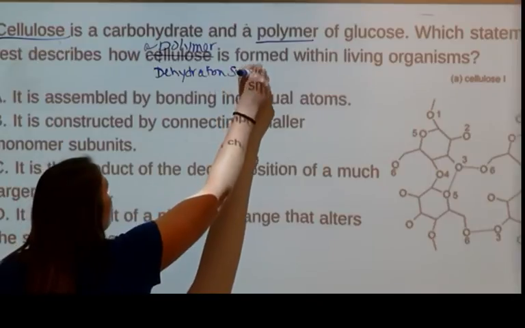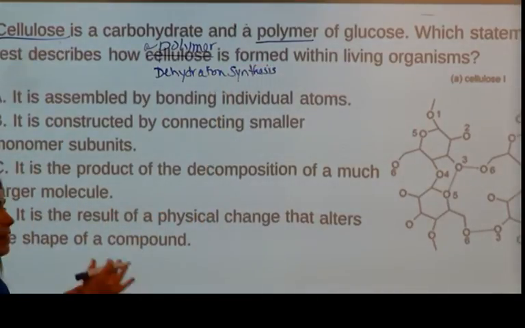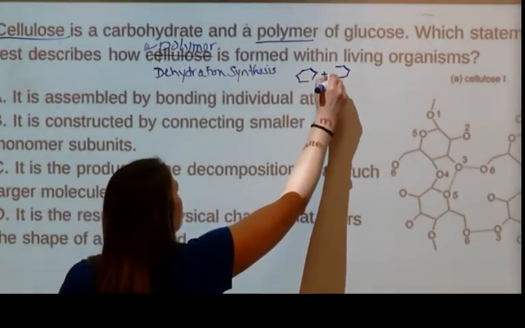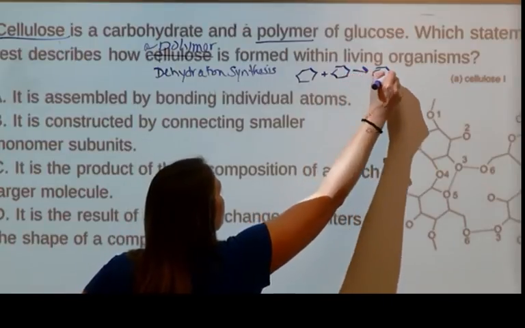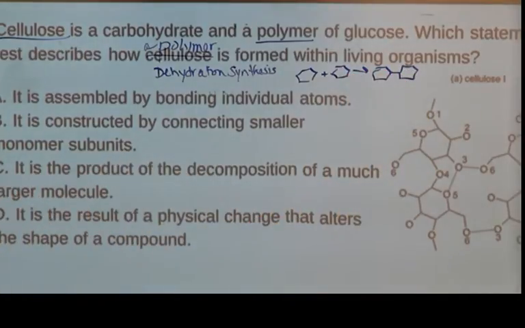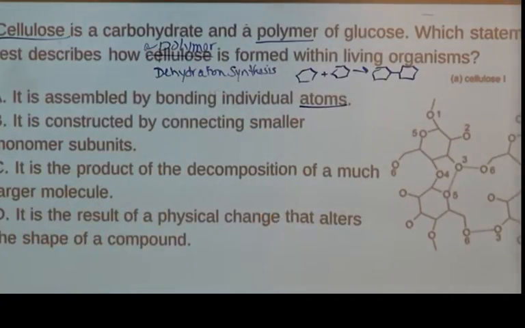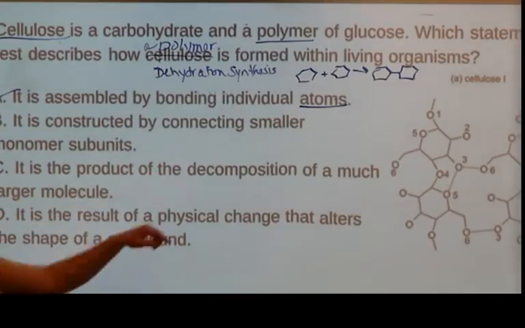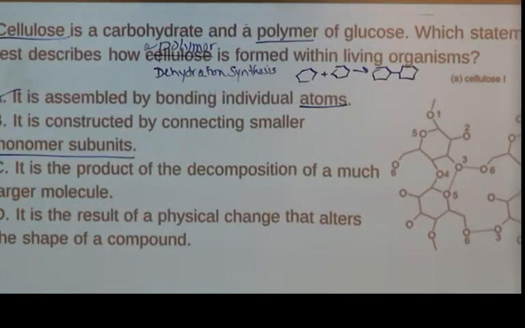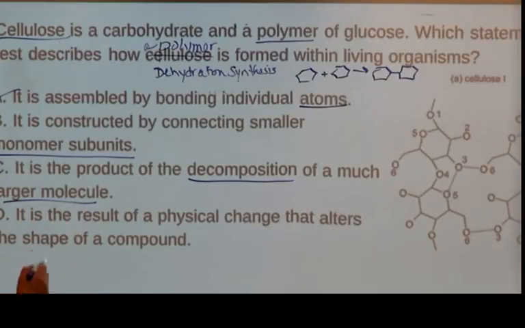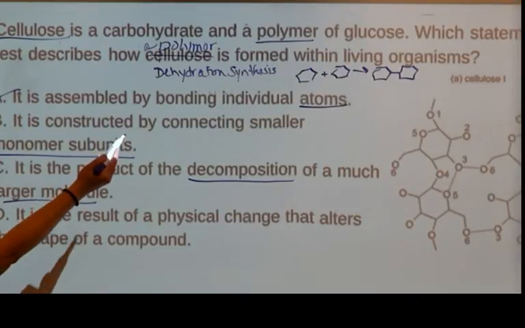And if you think back to that other question, because remember, you can turn to anywhere within the module you're working and look, we thought of an example yesterday where it was something looking like this. Terrible drawing, I'm sorry. So, is it assembled by bonding individual atoms? It is constructed by connecting smaller monomer subunits. Okay, monomer, polymer. All right. It is the product of the decomposition of a much larger molecule. Does that make sense? No, it's asking how it was formed and put together.